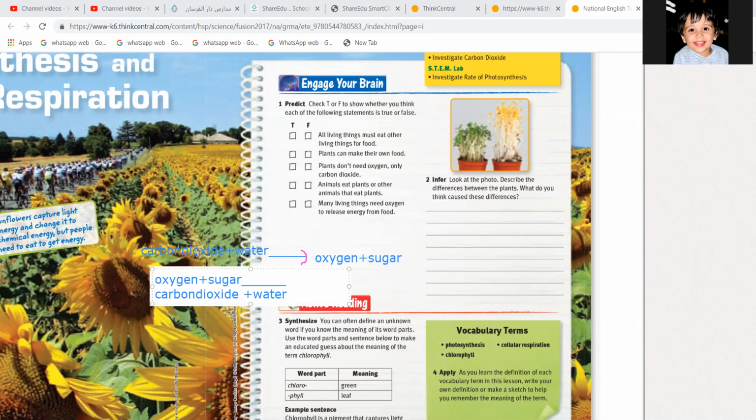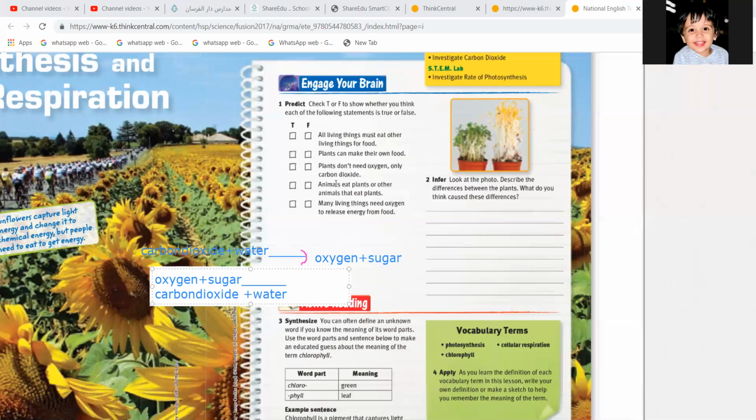Okay, now, first question. Can you solve it? All living things must eat other living things for food. Do all living things need food from others? False, because plants make food. Next, plants can make their own food. True. Plants don't need oxygen, only carbon dioxide. Is it false? They need carbon dioxide, but girls, they need oxygen also.